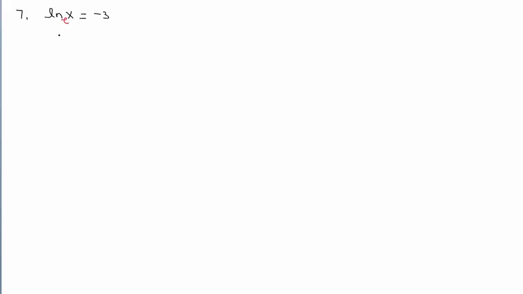All right, let's change it to an exponential equation. So e to the -3 equals x. Just find this answer on the calculator and you're done. So x equals, rounding to 3 decimal places, 0.050.